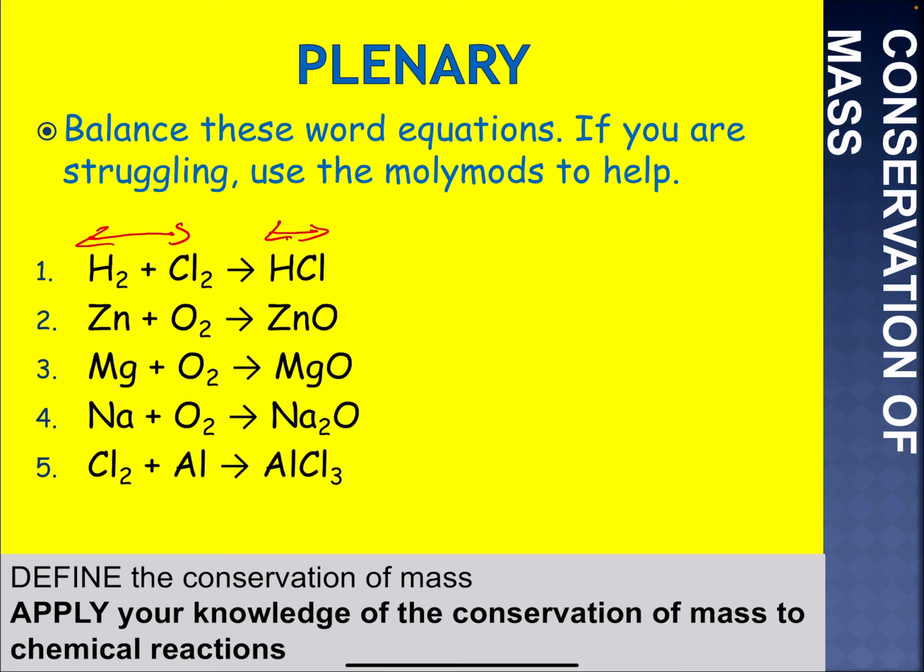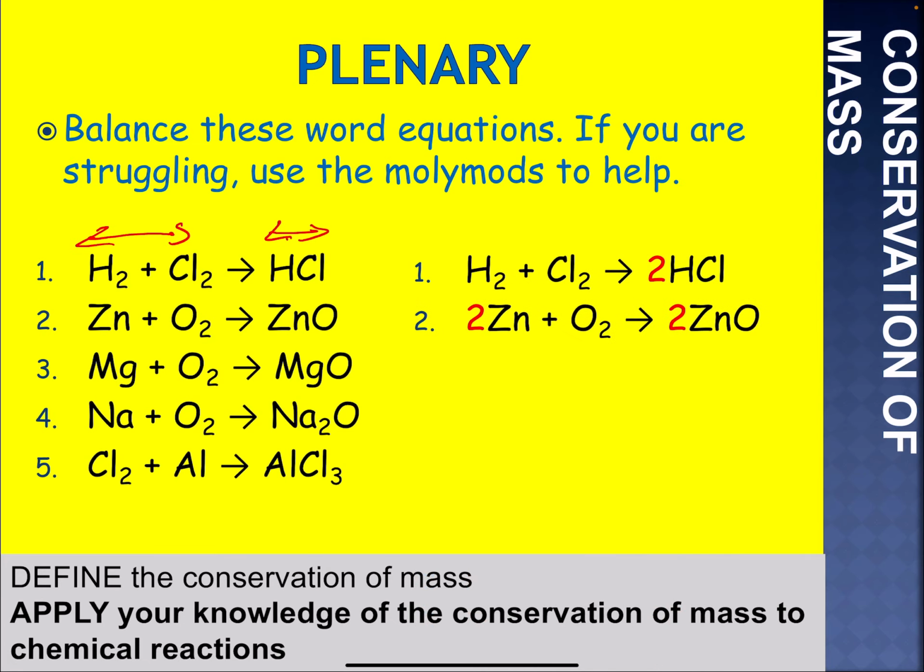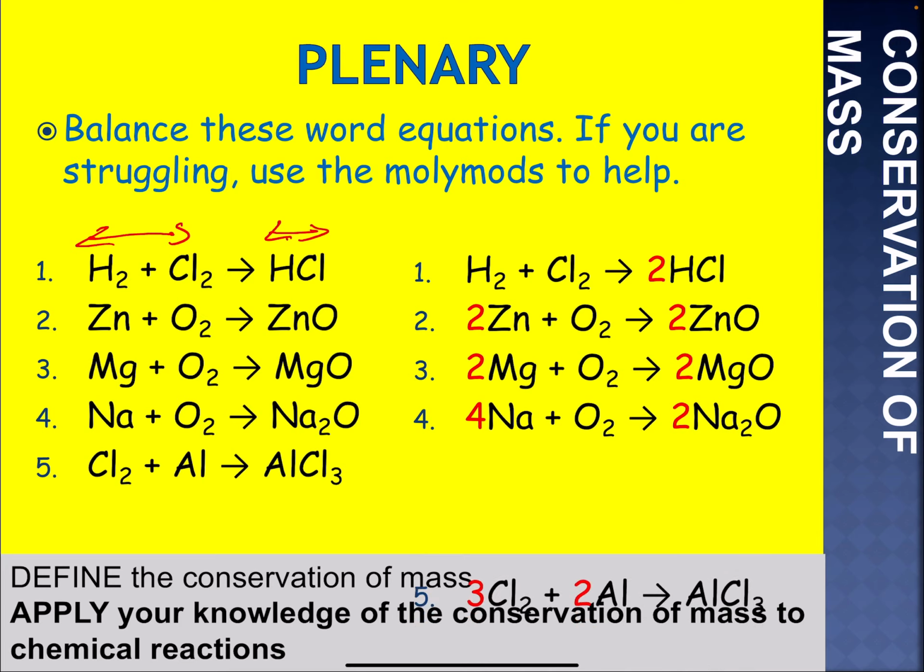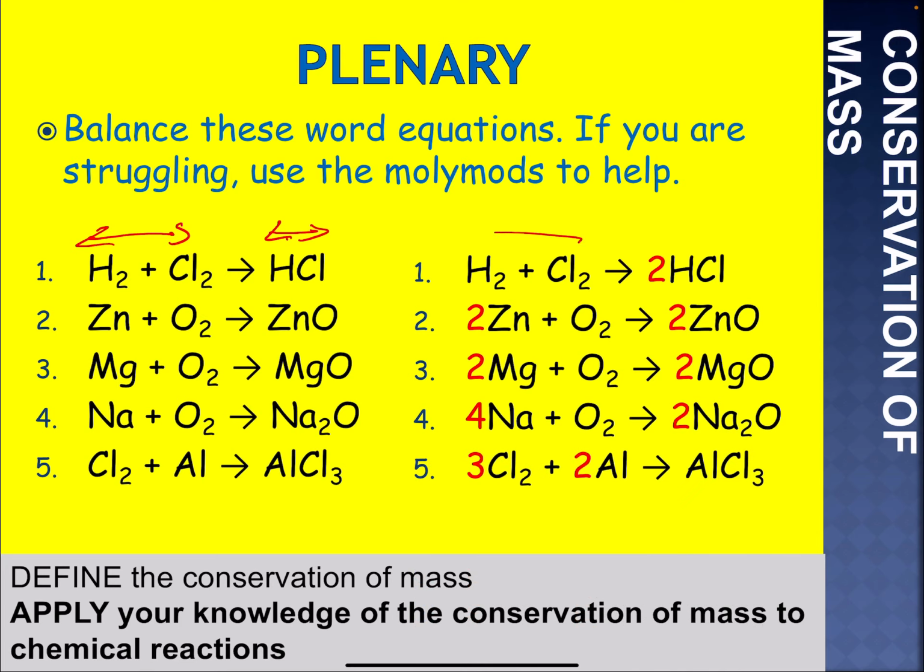Okay, so what you should have got, there you go, the first one, second one, third one, fourth one, and fifth one. If you look at it, the number of atoms on this side will balance the number of atoms on that side, and so on with all of them. Okay, and that's the lesson finished.